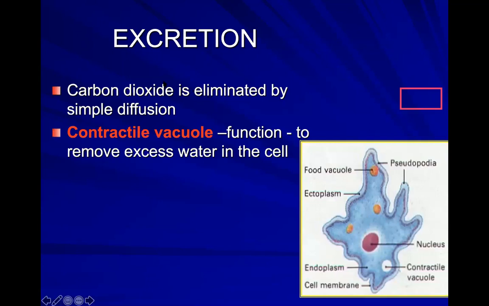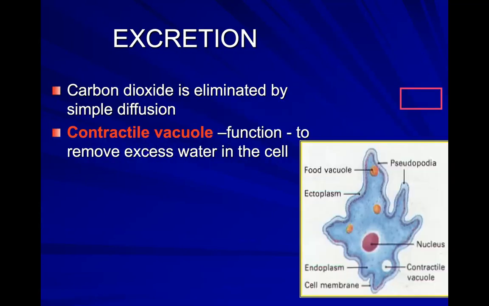And the next one is excretion. Basically, excretion is the process to remove the waste product. The first one is carbon dioxide, because we have learned just now that carbon dioxide can easily diffuse out from amoeba using simple diffusion, just as easy as that. At the same time, amoeba have a contractile vacuole. This is what we call the contractile vacuole. The function is to remove excess water in the cell, or in the amoeba.